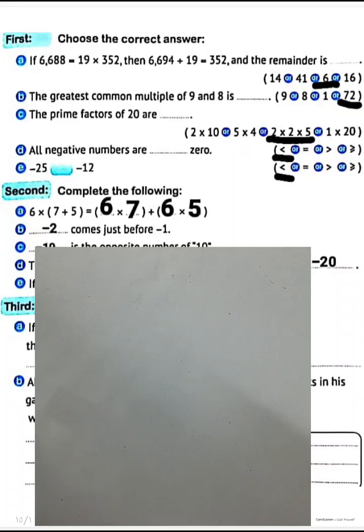About question number 1, you want to find the remainder. 6688 equals 19 times 352. Then 6684 divided by 19 equals 352. Then the remainder equals blank.